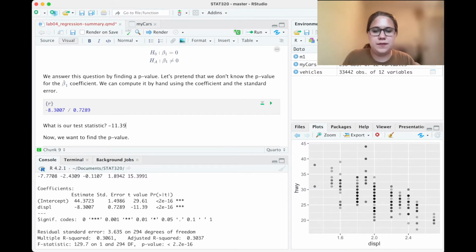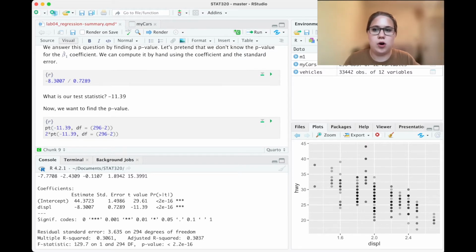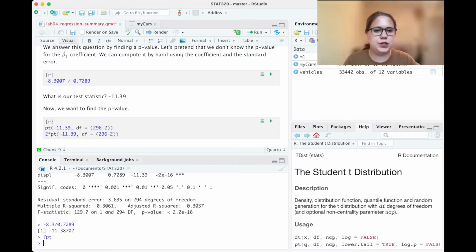And the way to find the p-value, well, you could use a table. I'm not big into tables, so we're going to do it with R. And to do this in R, we're going to use the pt function, which is the student's t-distribution, and it's going to give us the p-value for a t-distribution. For the pt function, you have to put in the test statistic, like negative 11.39, and then you need to put in your degrees of freedom. And the degrees of freedom for linear regression are n minus k minus 1, which in this case is n minus 1 minus 1, so n minus 2.